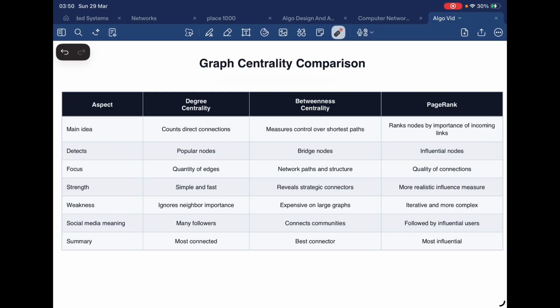In social media terms, users with many followers have a high degree. Users connecting different groups have high Betweenness, and users followed by influencers have high PageRank. So each algorithm captures a different aspect of influence, and real systems often combine them to produce a more accurate result.